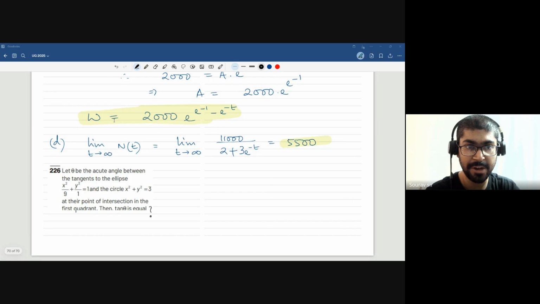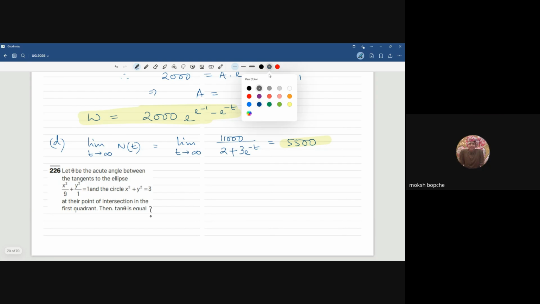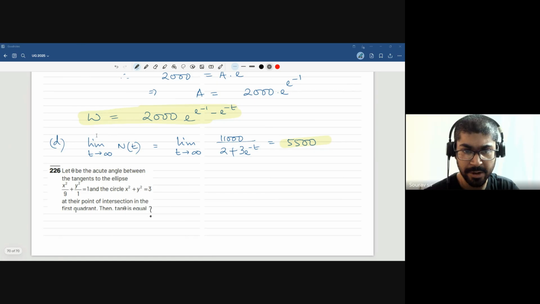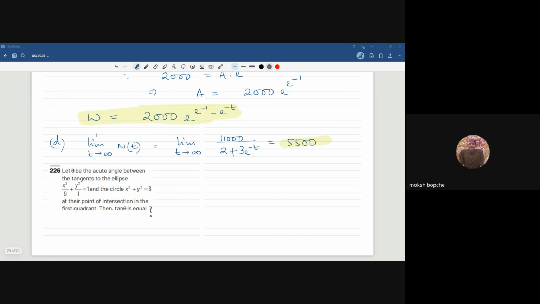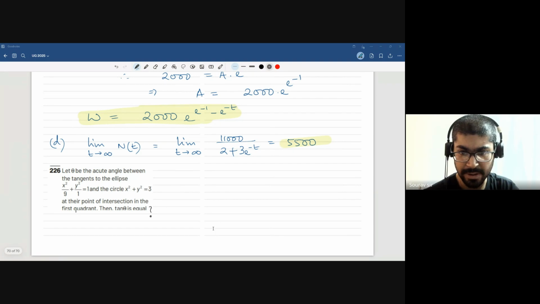Yes, let theta be the acute angle between tangents and ellipse at their point of intersection. So you have to find out where they intersect. That is the first order of business. How do you find where they intersect? Intersection point. Yes. Go again. 3 by 2 comma root 3 by 2. 3 by 2 comma root 3 by 2 is fine.